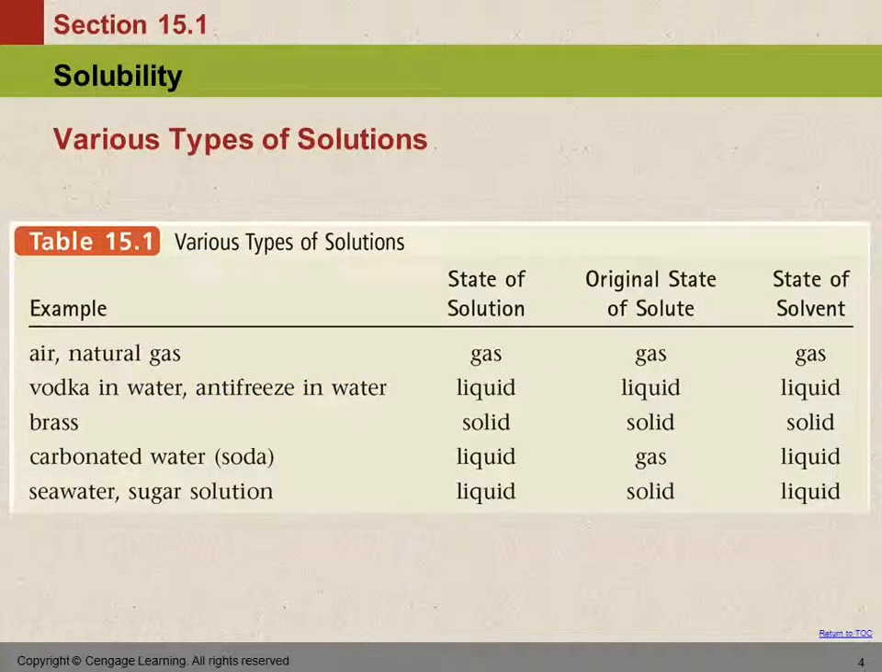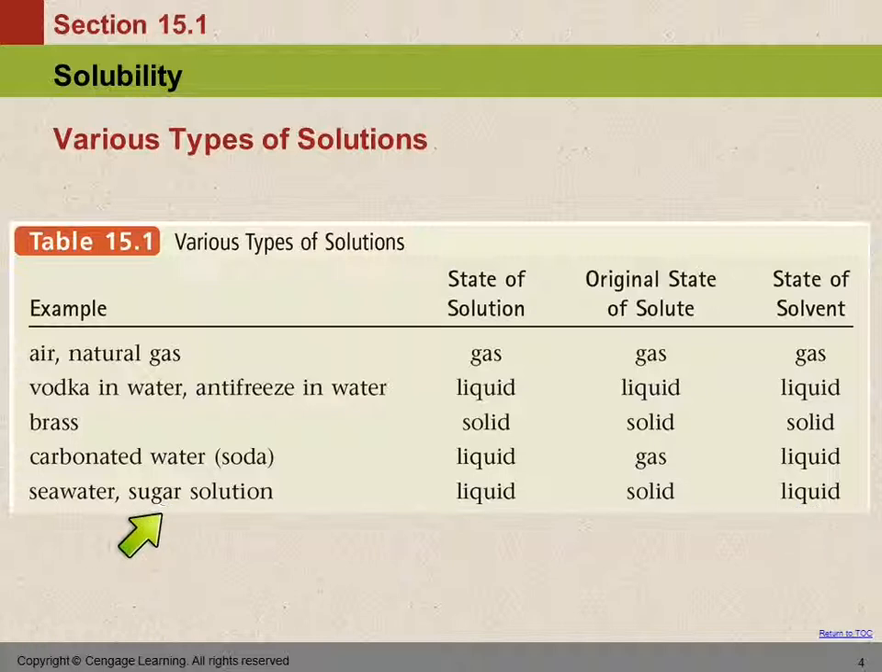Here are some examples of different types of solutions. We often think of a solution as being solids dissolved in water, and down here we have a couple examples like that. Seawater. What's the difference between seawater and fresh water? There's all the salt dissolved in it, right? So seawater is in the liquid state. The original state of the solute, though, the salts that are in it, are solids. If they're pure by themselves, they're solids. That's why you can go to the store and you can buy sea salt. It's salt taken out of seawater and purified. And the state of the solvent is a liquid. The solvent there is water.